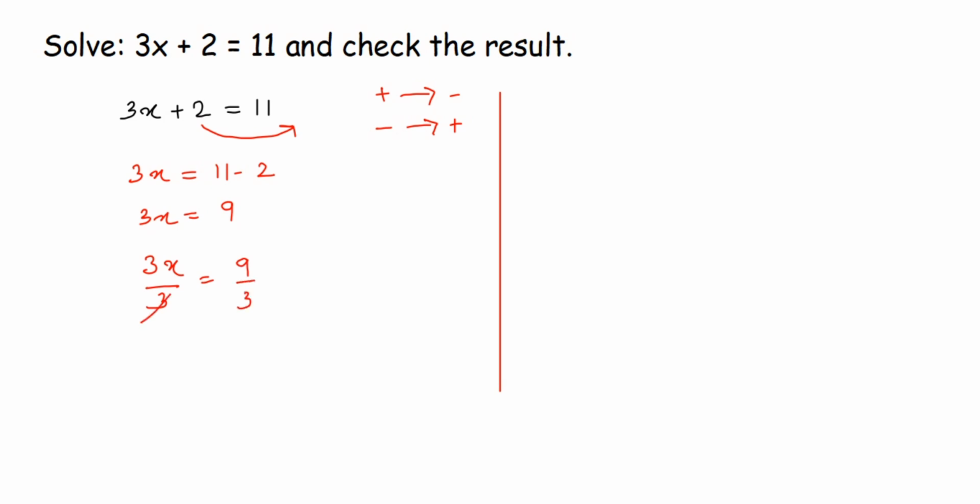Now the 3 will get cancelled. I get x on the left side, and on the right side you can cancel or you can divide it. 3 ones are 3 and 3 threes are 9. So the x value is 3. Now this is the transpose method.